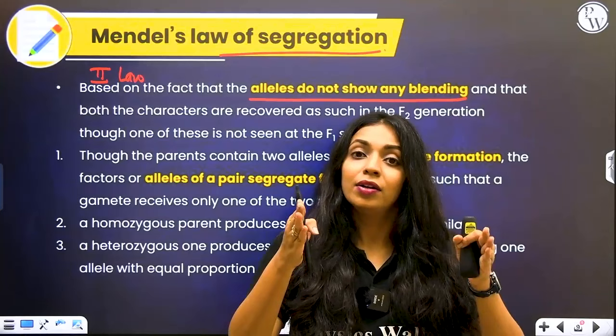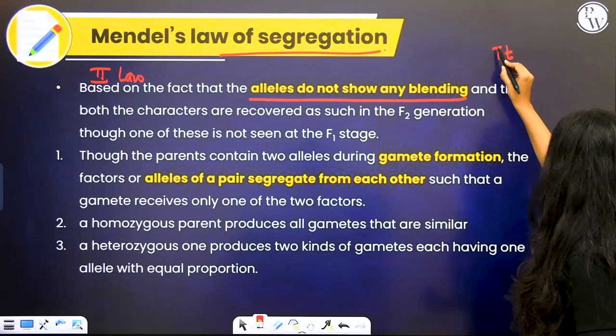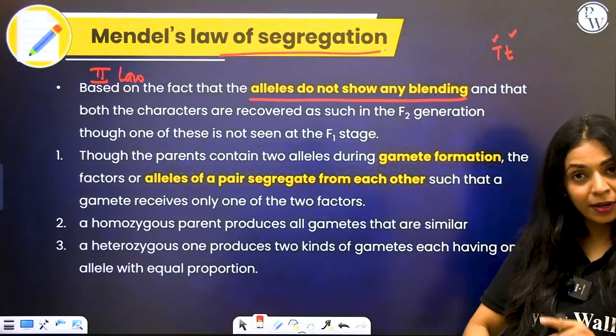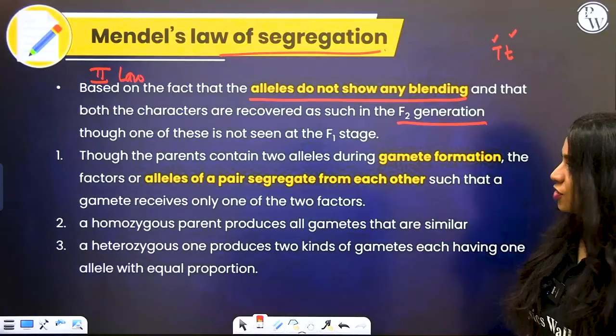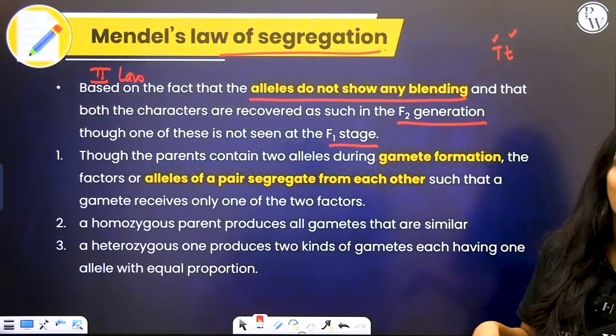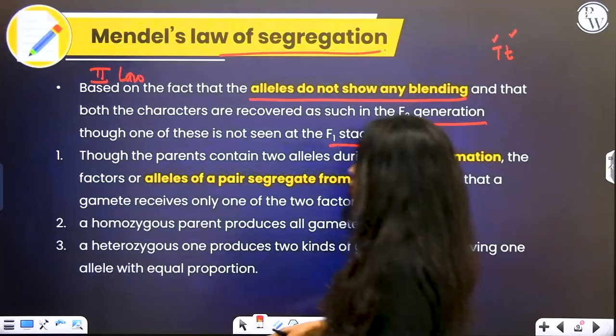Okay, so remember this. Based on the fact that alleles do not show any blending, whenever it is in a heterozygous condition, when you had tallness and dwarfness, both of them, it did not become intermediate height. It remained tall, right? It did not show any blending. That is what this means. And whatever parental characters were there, we recovered them as it is in the F2 generation, right? Though they were not visible to us in the F1 generation, in F1 generation, we saw all tall. In F2 generation, we got them. The dwarf character also came back. Okay, so based on this observation, he proposed these points in Mendel's law of segregation.